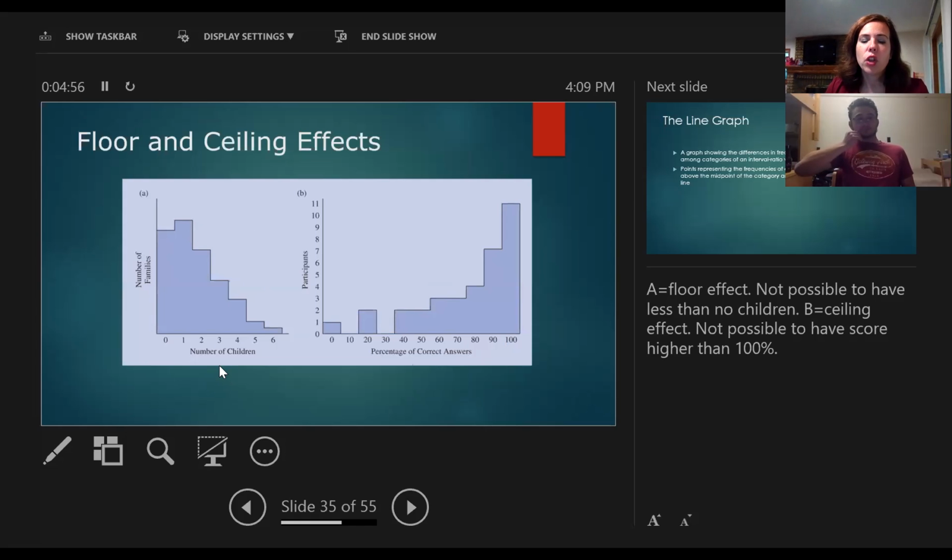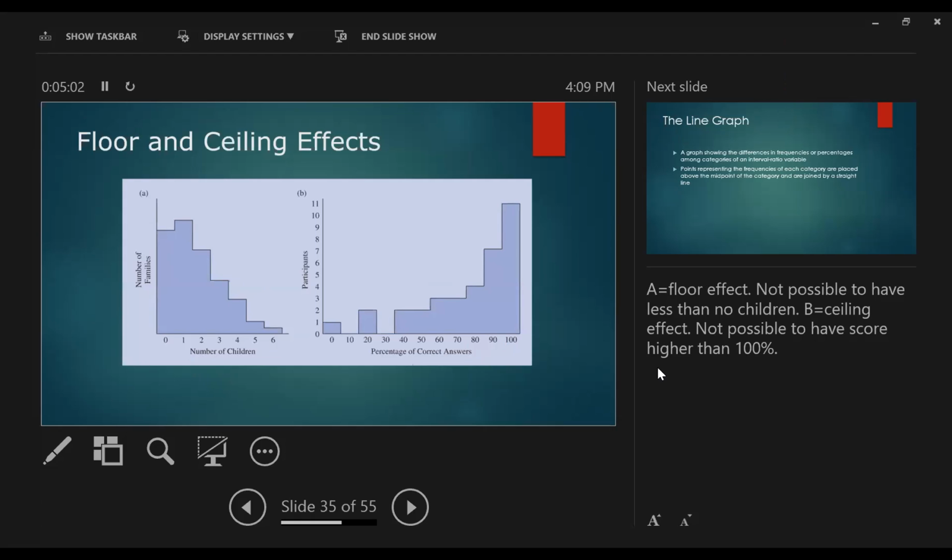Okay. Floor and ceiling effect. That's when you're looking at, let's see, how do I make small? A floor effect, like in this first one, is when it's not possible to get to a 0 value, right? So for this one, it's the number of families, number of children. It's not possible to have less than 0 children, right? You can't go further than that. A ceiling effect is it's not possible to have a score that's higher than 100%.